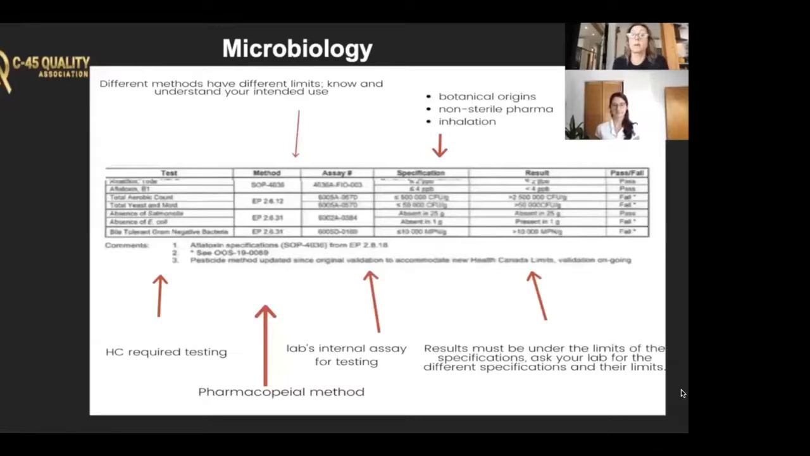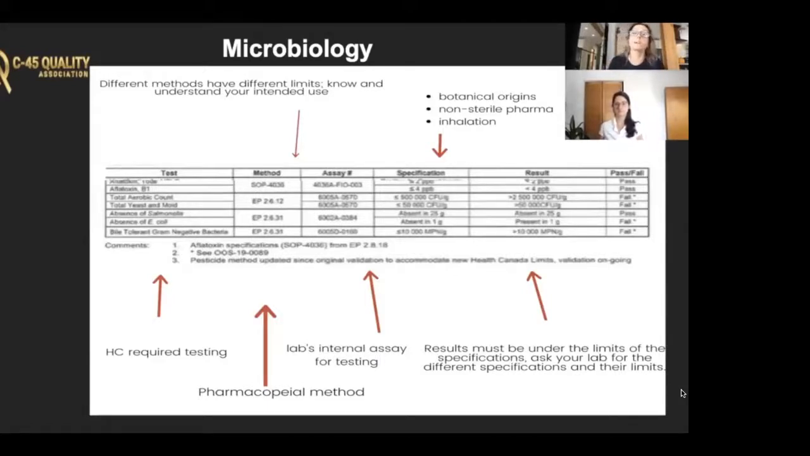This next one is microbiology, and it is required testing by Health Canada. They actually want to see total aerobic count, total yeast and mold, absence of Salmonella and E. coli, as well as bile tolerant gram negative. All of those individual tests are going to be listed. The method used, this is really important actually, because the intended use of your product is going to affect potentially the sample size and definitely the specifications.